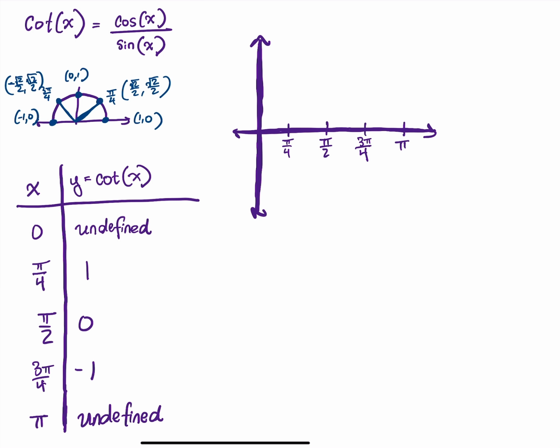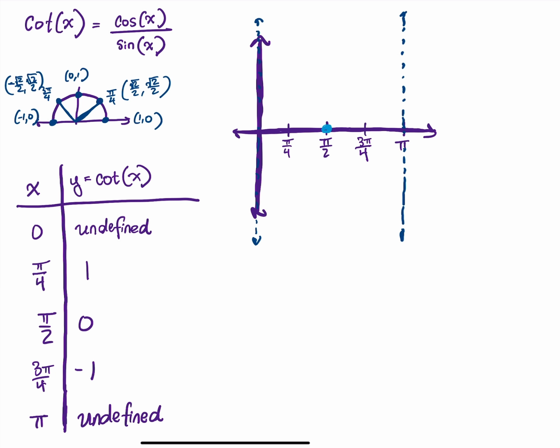So similarly to the tangent, I'll start off first by placing asymptotes. So we should have an asymptote at 0. So that'll be on the y-axis. And then another asymptote at pi. At pi over 2, we have our x-intercept.